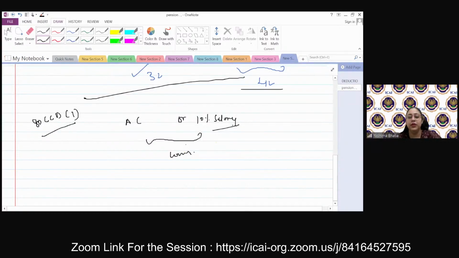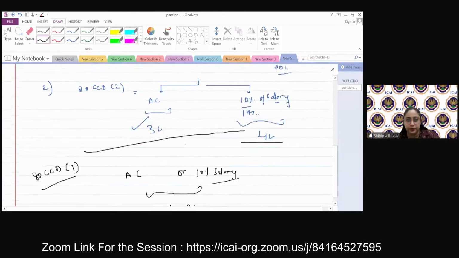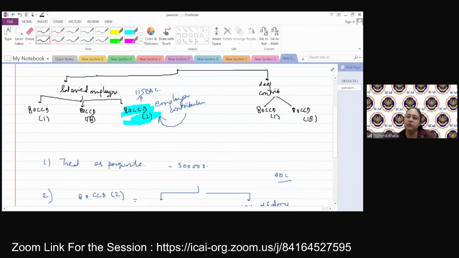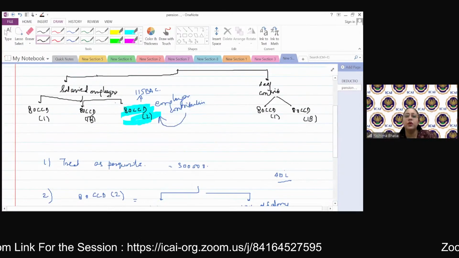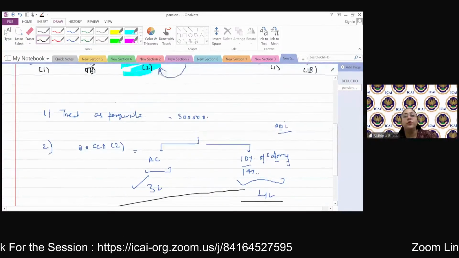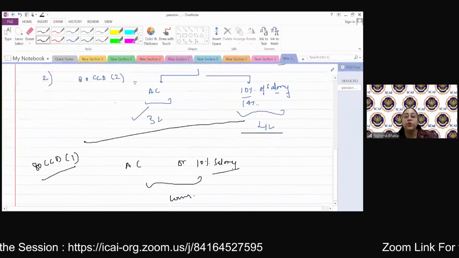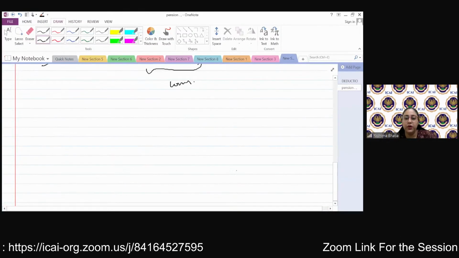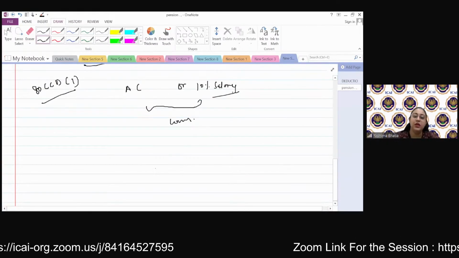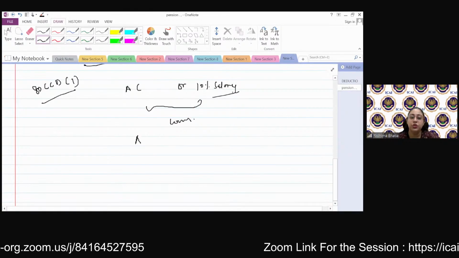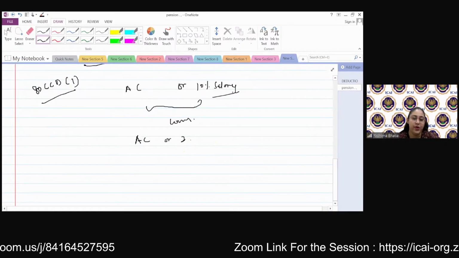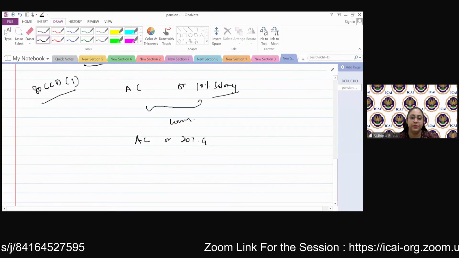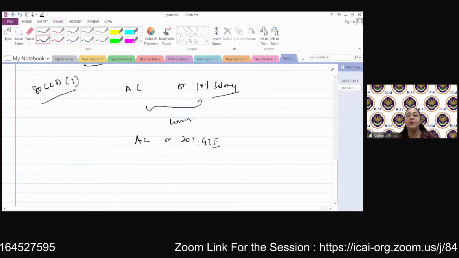You will say, ma'am, you told that this makes sense, 10% of salary, when we're talking about a salaried employee. What would be for an employee who does not have salary income? What would be the deduction allowed to him? 80CCD subsection 1: it would be actual contribution or 20% of gross total income. Now the question is why 20%, ma'am?